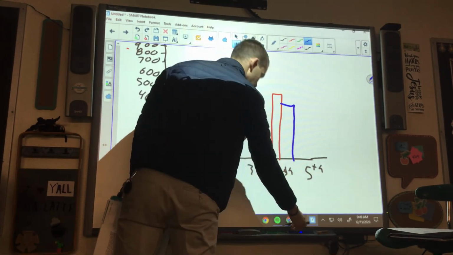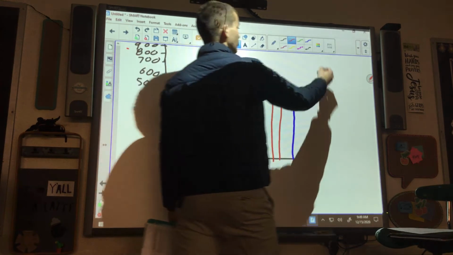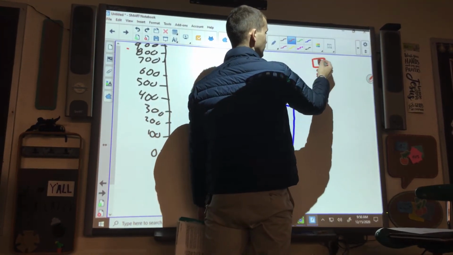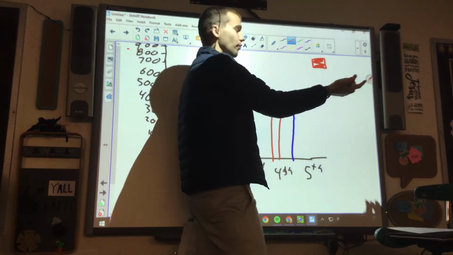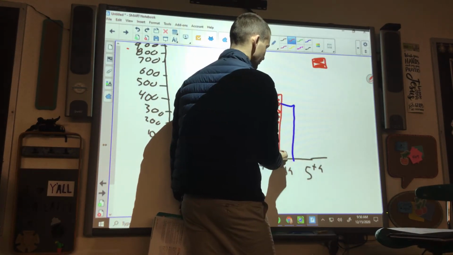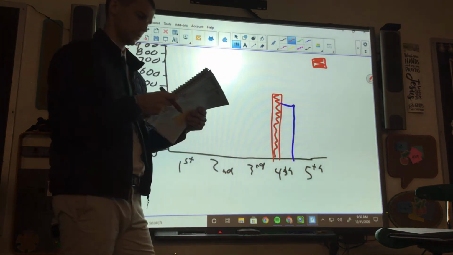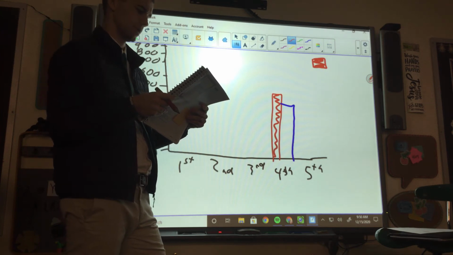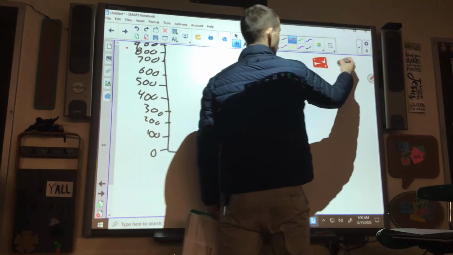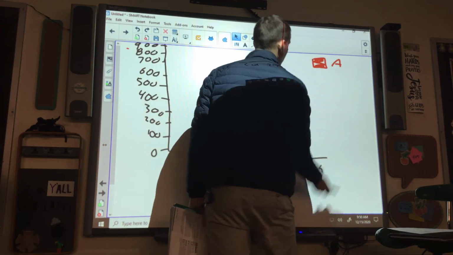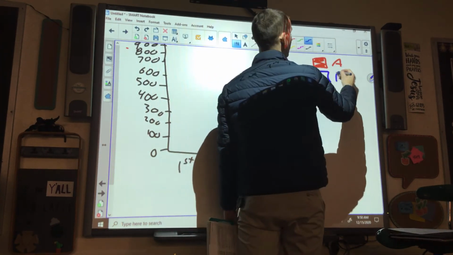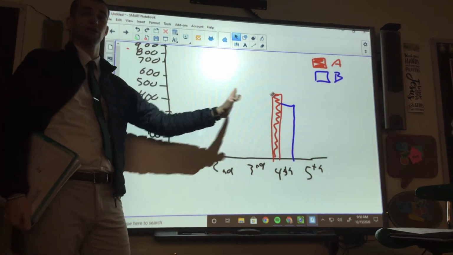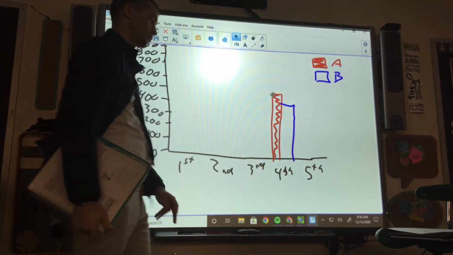Now, for here, you want to make a little key. For you, I would say one of them you want to leave blank, and one you fill in. I'm going to say red is the one I'm filling in. What does the red represent? Is it counter A or counter B? Counter A. Okay, so this is A, and then the blue one that I don't fill in, I'm gonna say that one is B. That is really important here, otherwise we can't tell the difference between which one is which.